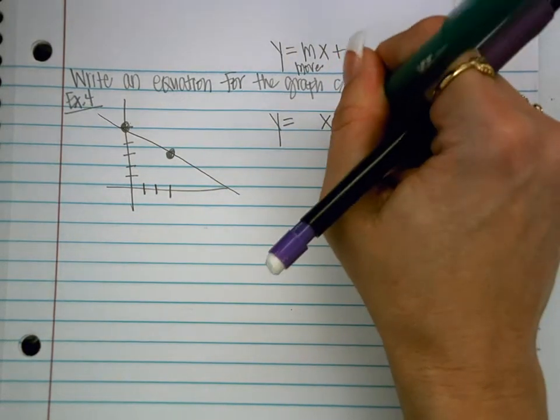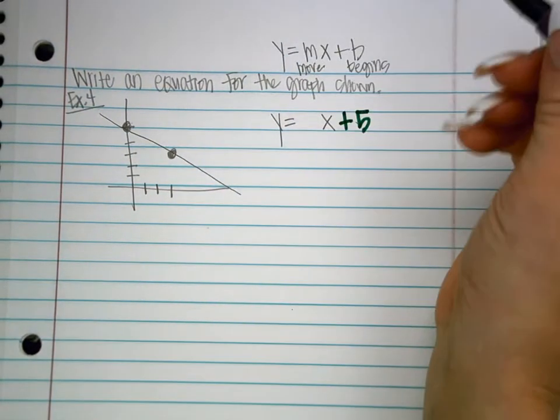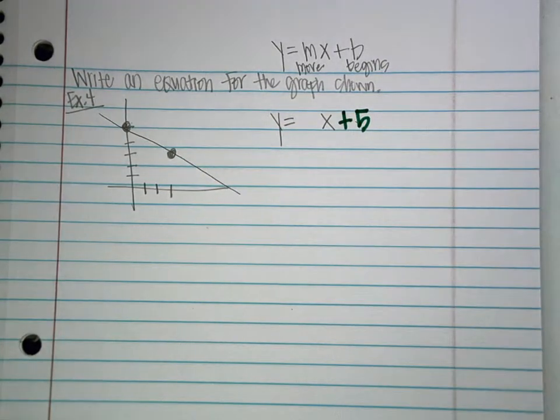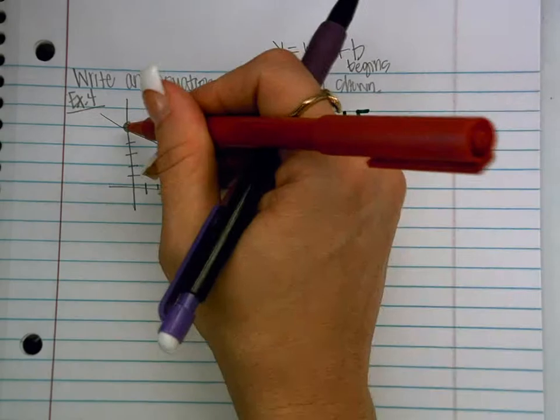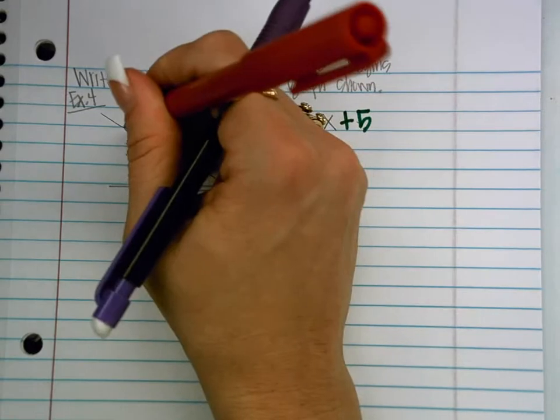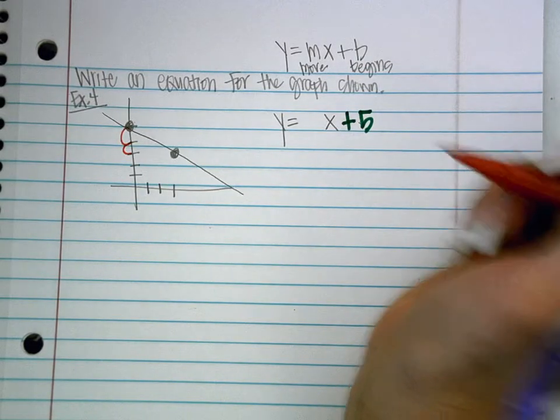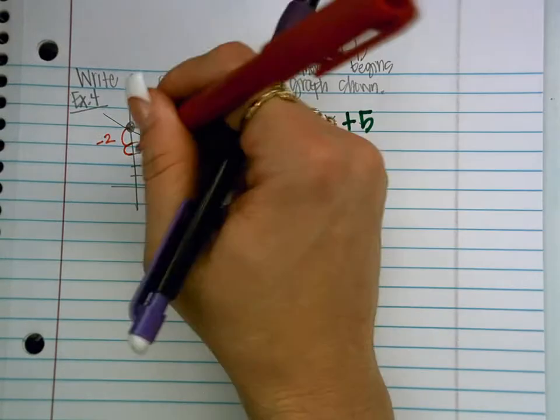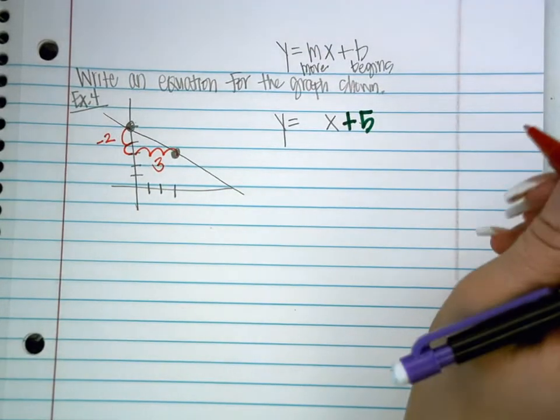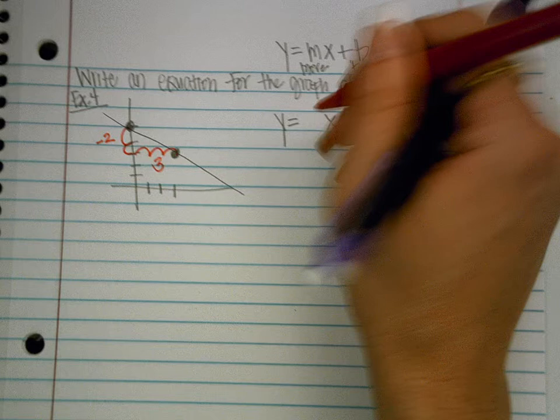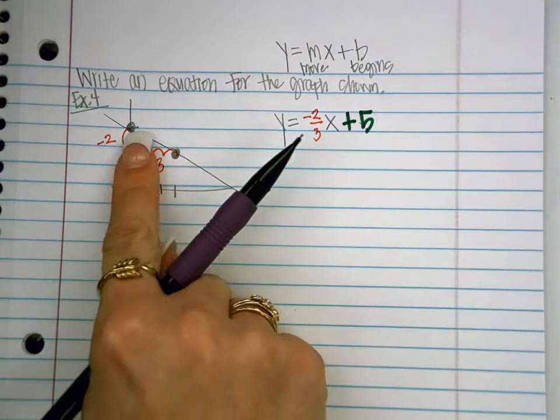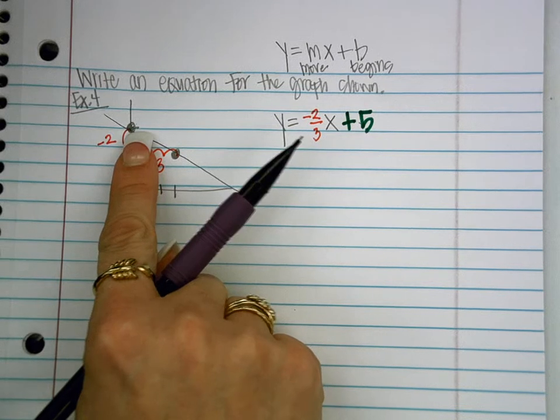Plus 5. Now you just have to count. How do you get from here to the next point? How does it move? You always want to look at the up or down first. So how many points would you go down? Down 2. So that means negative 2. Over how many? 1, 2, 3. So what would your slope be? Negative 2 over 3. So you start by writing where you start, that's your begin point, and then count how you move.